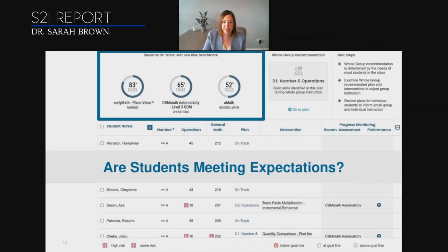And so you can see here that in the body, teachers can see how each student performs, but at the top, they can see overall the percentage of their students who met the benchmark or the expectation for that assessment and on that score, looking at that skill. And then the report also provides them with a whole group recommendation, which we'll come back to in a minute.